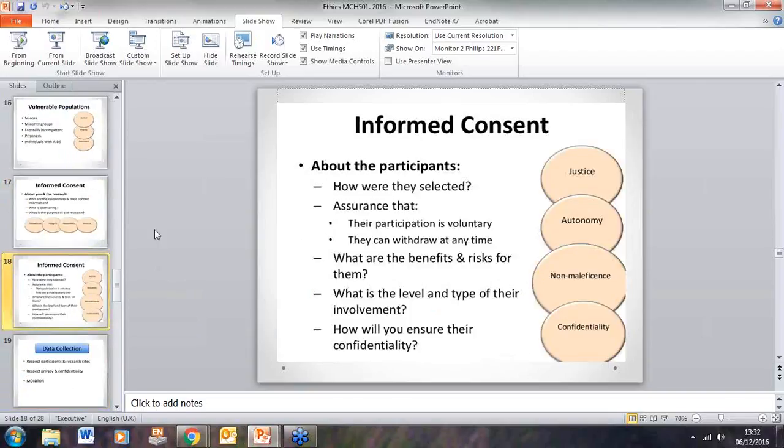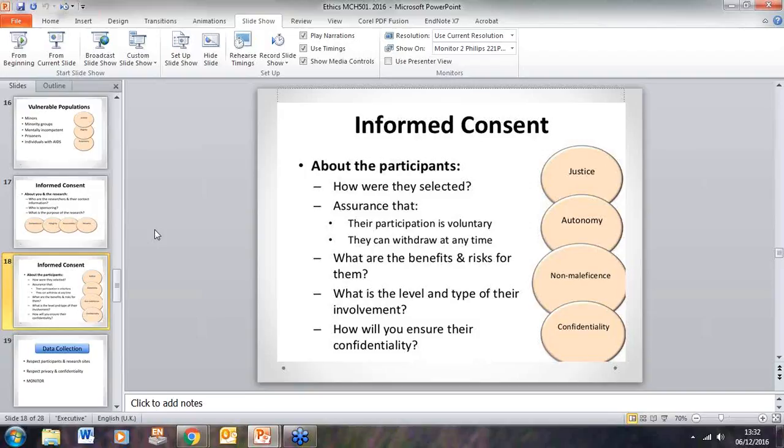Other issues in terms of informed consent are about the participants. How were they selected? This is going to be a particularly interesting aspect for you as you're reading your research. What was the sampling technique? How did they find these people? How did they come across them?